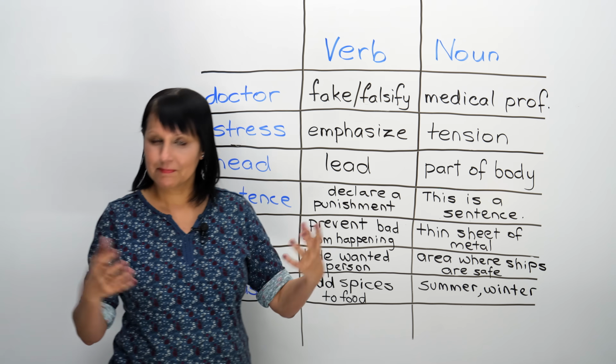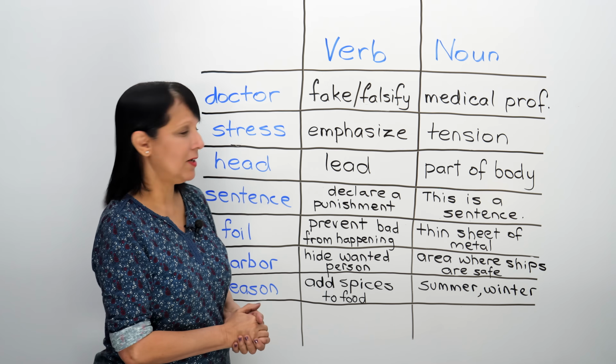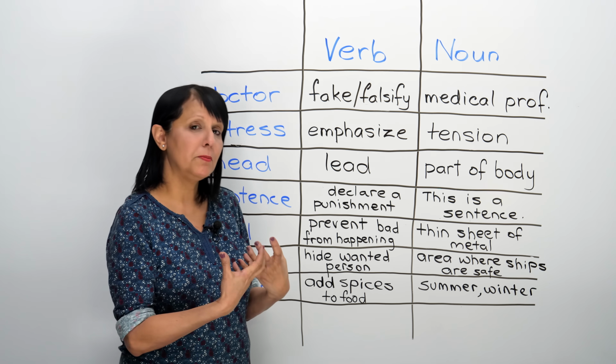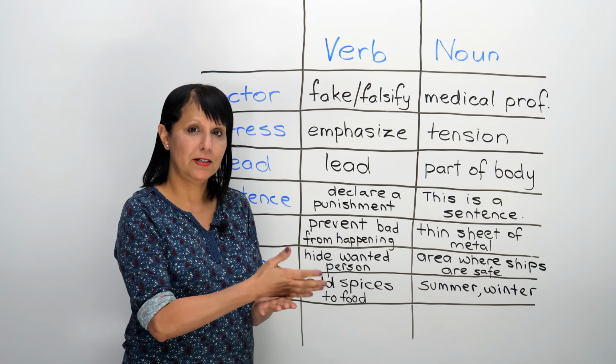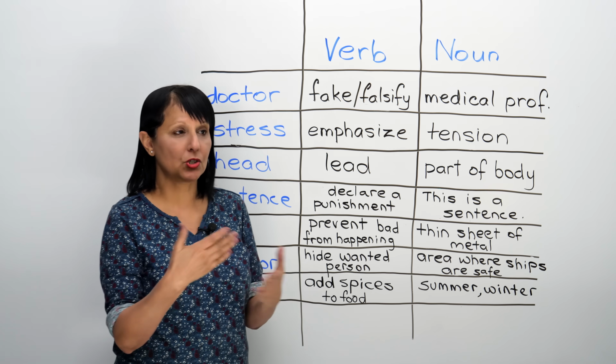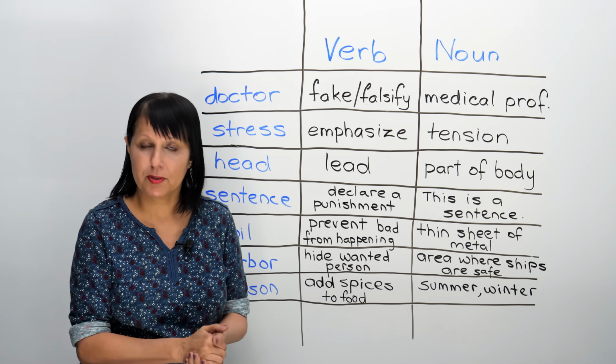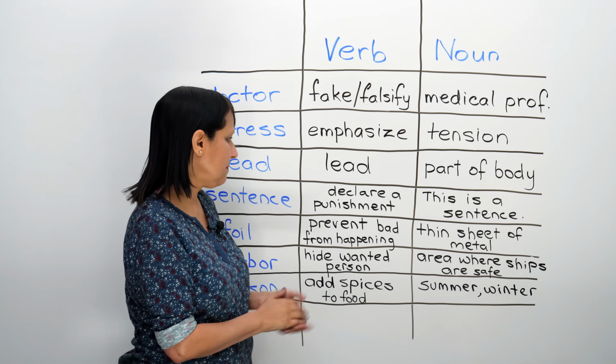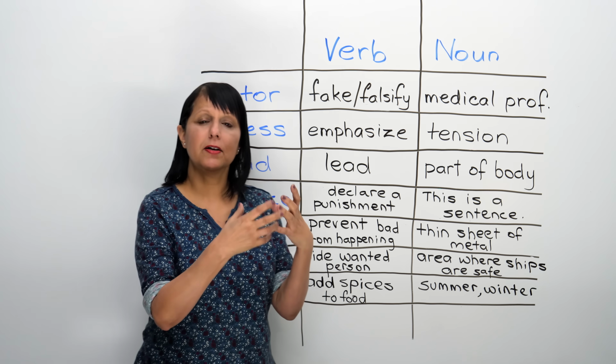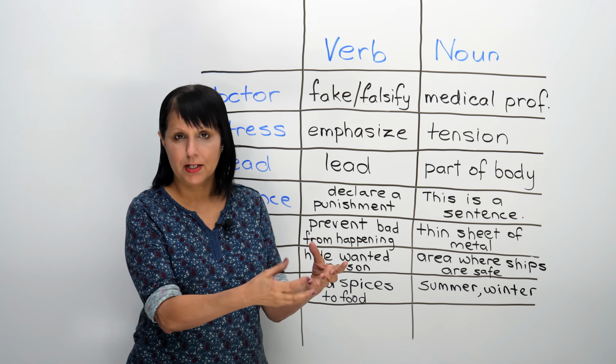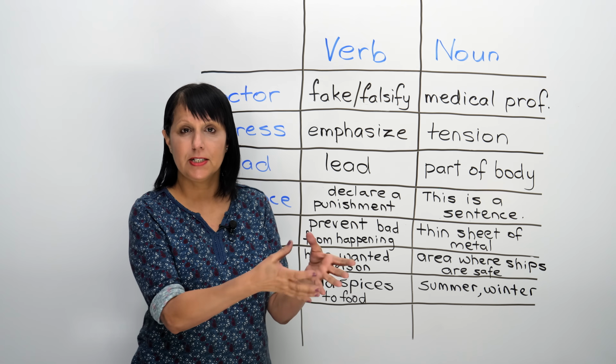This is a sentence, all right? So you know that one, but there's also a verb, to sentence someone. This is something that, in case you watch a lot of crime dramas, you might have heard. And it means to declare a punishment for someone who has legally been found guilty.